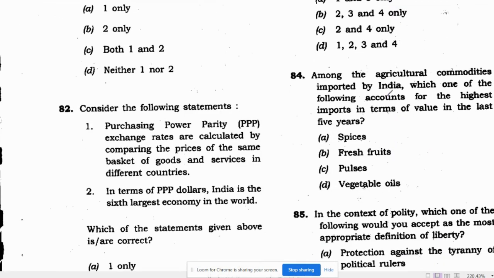And look at here, there is also another question. Among the agriculture commodities imported by India, which one of the following accounts for the highest imports in terms of value? This is also predominantly a data-driven question. If you don't know whether it's pulses or vegetable oils, and you don't know the numbers exactly, then there is no way you can solve the question for sure.